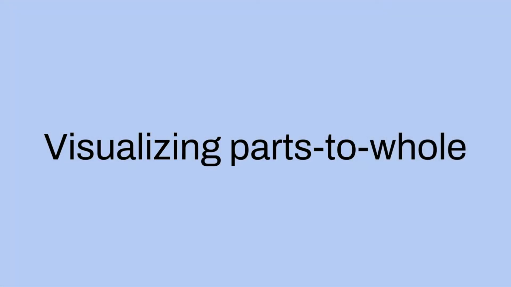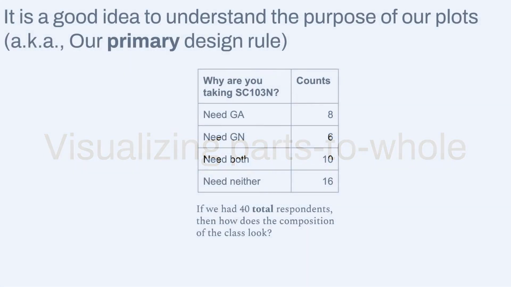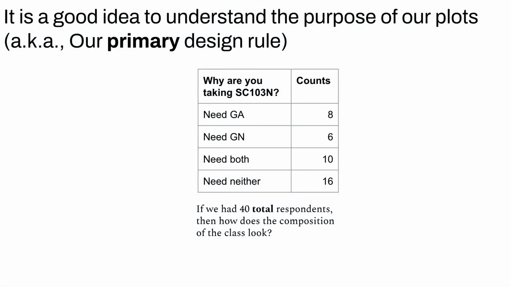So let's begin. We started this class with a poll in which I asked you why you were taking SC 103N. And the options were that you needed a general arts credit, a general science credit, or GN, you needed both, or you needed neither. In total, we had 40 respondents.